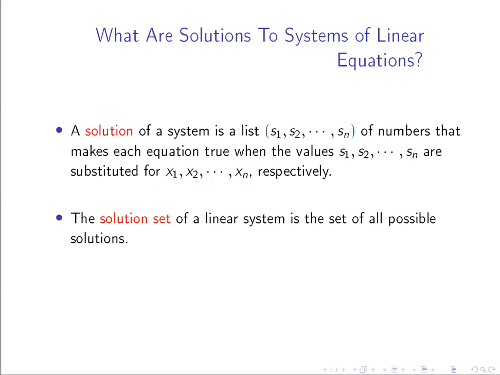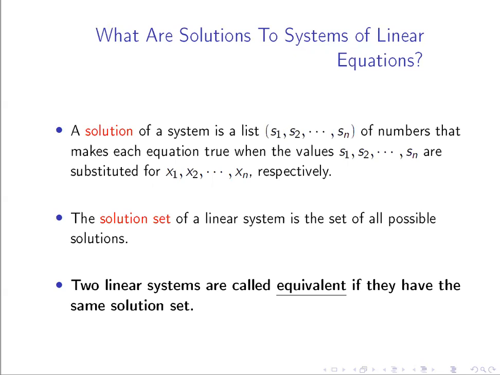Now, a solution set is all of the possible solutions. And the reason that's important is because it's possible we could have more than a single solution. In fact, 2 linear systems are considered equivalent if they have the exact same solution set. So they may look different, but if they have the exact same solution set, then they are equivalent.